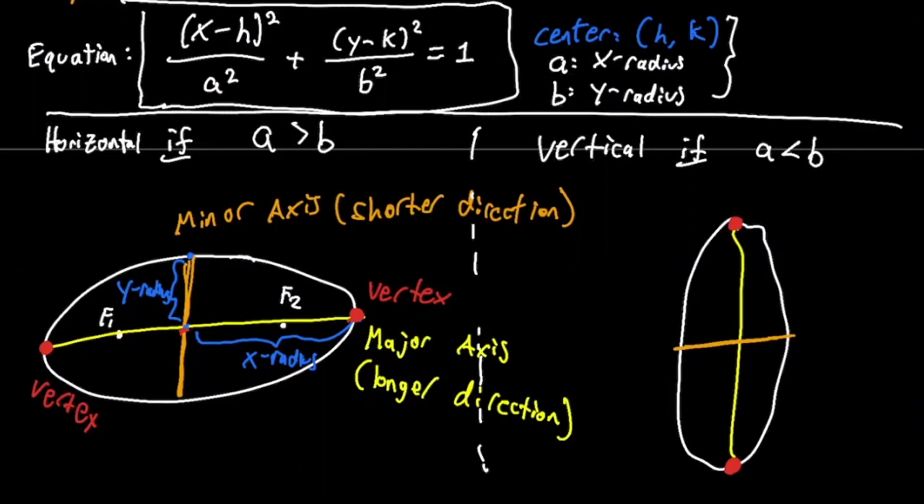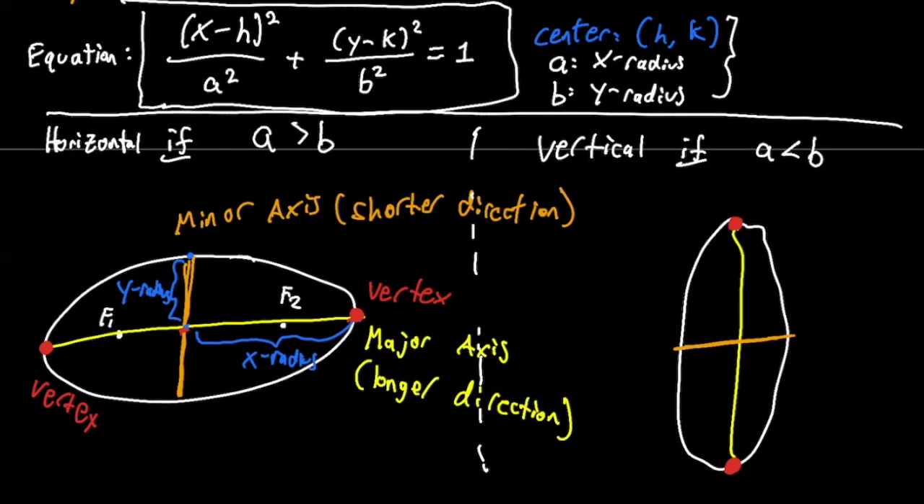So again, we have the h and the k values next to that x and the y. A is our x radius, so the distance from the center to the ellipse in the x direction. And then b is the y radius. This is from the center to the ellipse in the y direction.